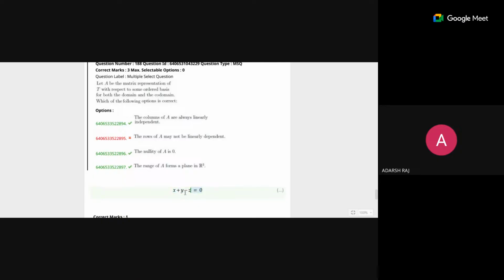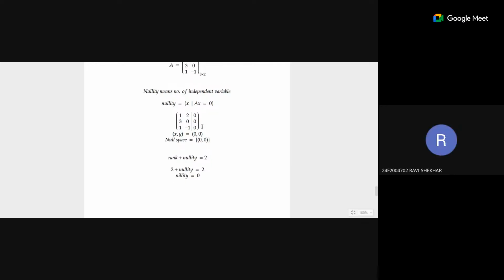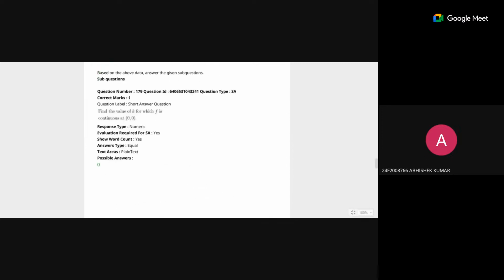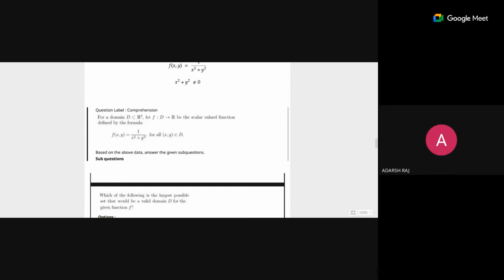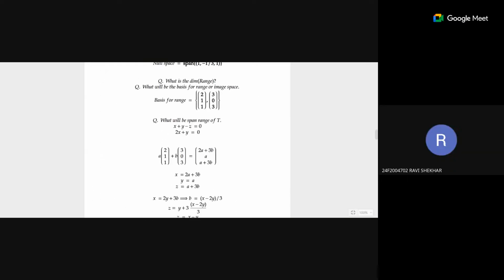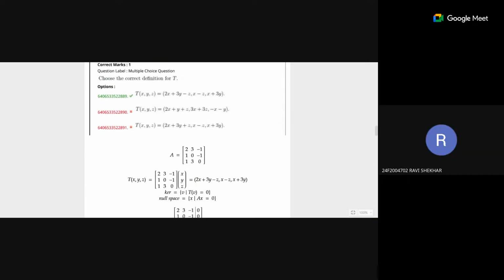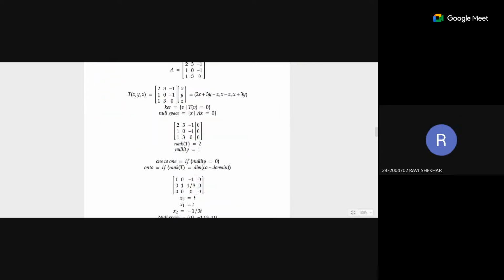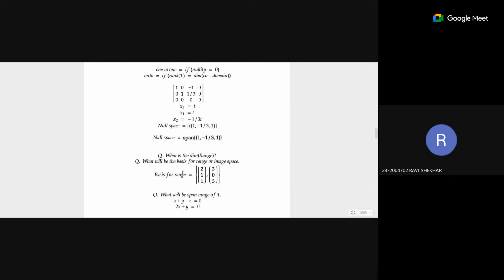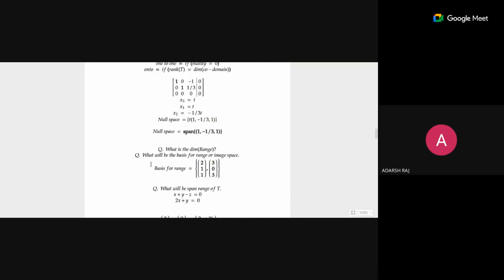For R3, we need three components in the vector. If you take three vectors, that would not be a plane; we would span the whole R3. To span the entire R3, we need three vectors. So here, let's solve this question.